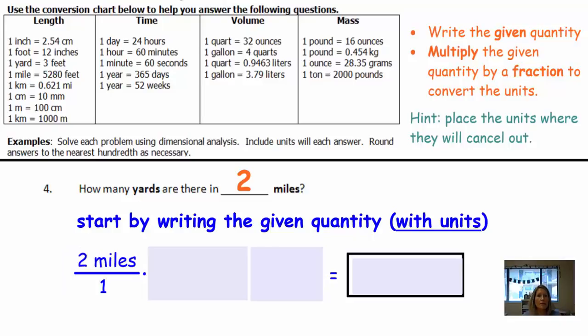Now let's take a look and see what kind of conversion we have to go from miles into yards. Okay, so we're looking at length here. Let's see, we've got kilometers, meters, centimeters, miles. Hey, there we go, there's 1: miles to feet. And then we've got yards and feet. So we can go from miles to feet, and then from feet to yards. So that's what we're going to do.